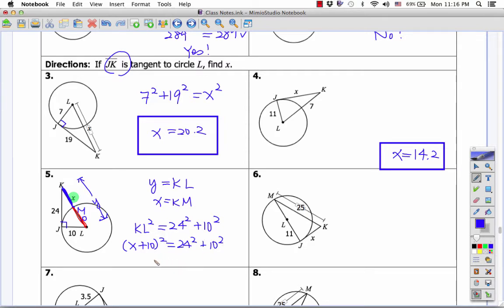And if you solve for that, you should have x plus 10 squared equals 676. At this point, the easiest thing to do is to take a square root on both sides. So you would have x plus 10 equals 26. Therefore, x is 16. And that is your final answer for problem number 5.